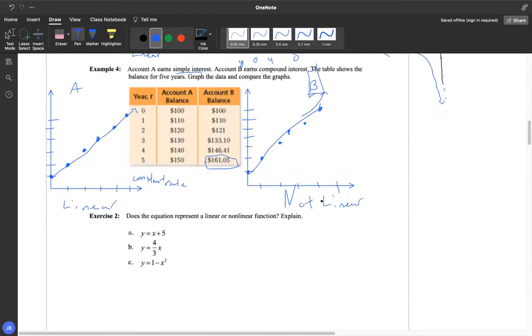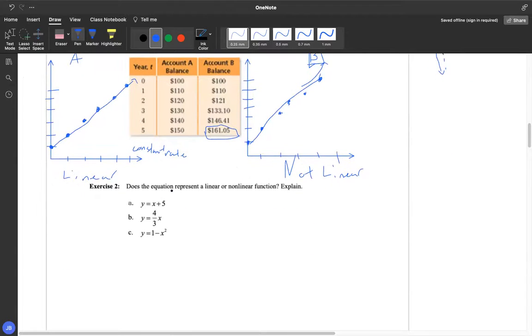All right. Exercise 2 says, does the equation represent a linear or nonlinear function? And explain. Let's see. Does anybody want to try A? Andy, what do you think? Is A linear or nonlinear?